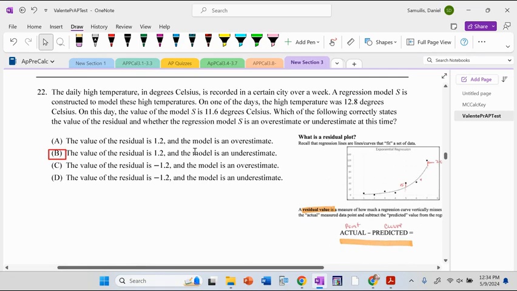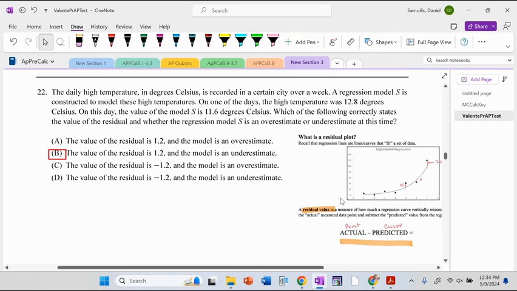But this is what a residual plot is. When the actual minus the predicted, that's the residual. So the actual minus what the model says. So the actual is higher than what the model says. So the model is an underestimate because the residual is positive. All right. So we had this from our notes here, just as a reminder.